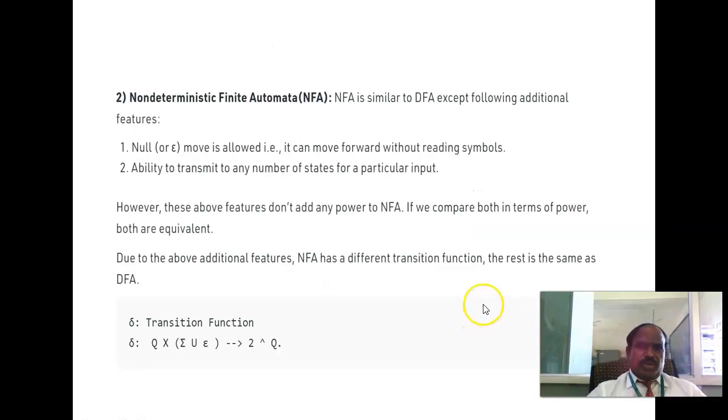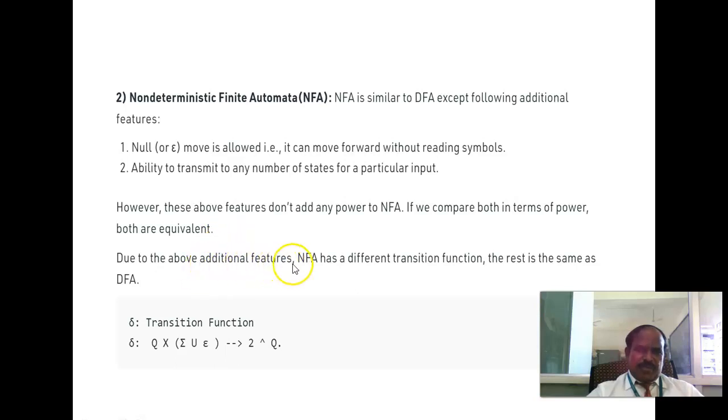The non-deterministic finite automata is similar to the DFA. The powers are the same, except for the transition function. All the powers of the DFA and NFA are the same. Here the input symbol epsilon, the empty input symbol, is accepted in the non-deterministic finite automata. It can move forward without reading an actual input symbol, and it has the ability to transition to any number of states for a particular input. However, these above features do not add any power to the NFA. If we compare the power of both, DFA and NFA are equivalent.